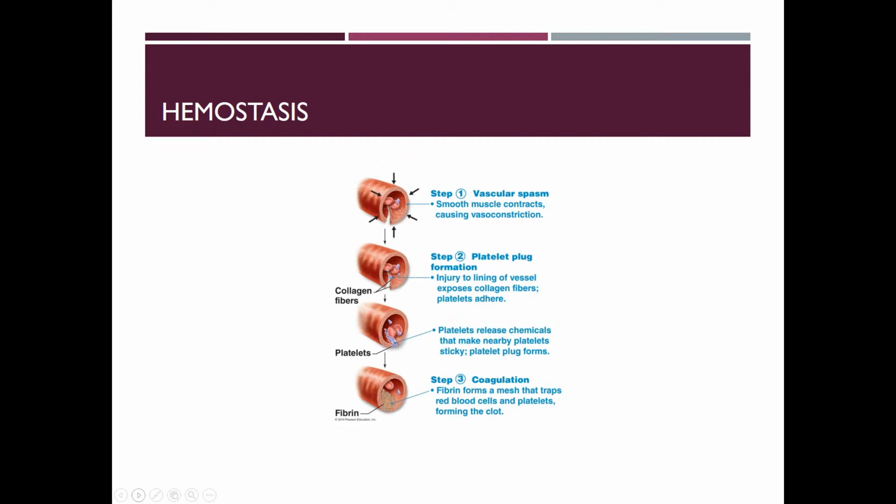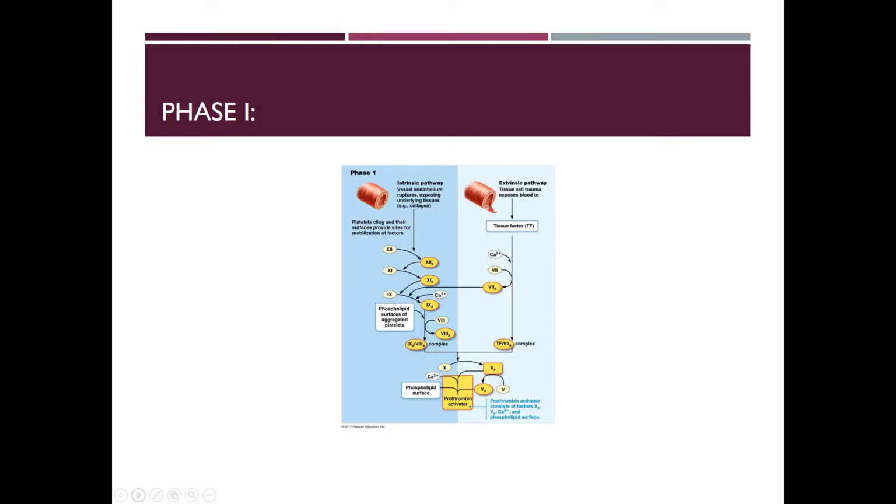Let's see. So we'll get to the cascades in a minute. We covered prothrombin and thrombin, and then we got the fibrinogen. Okay, so we'll continue on as we go through the two different pathways.